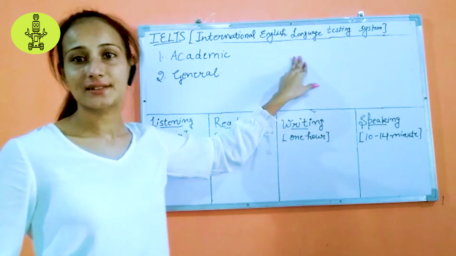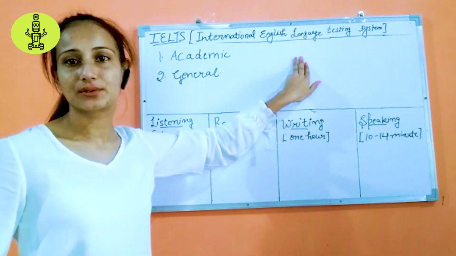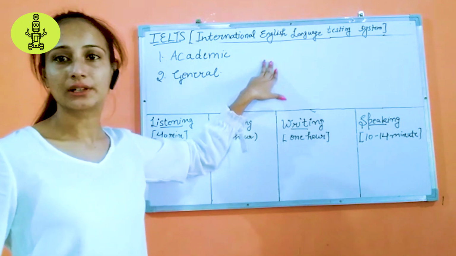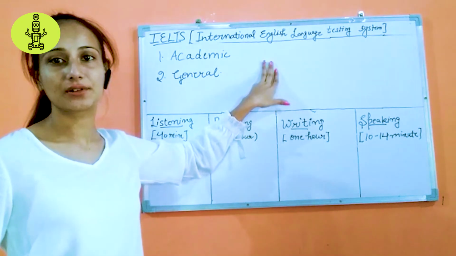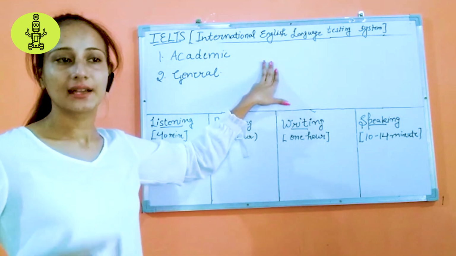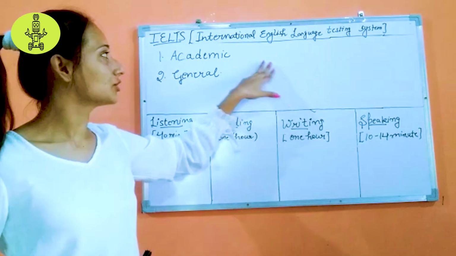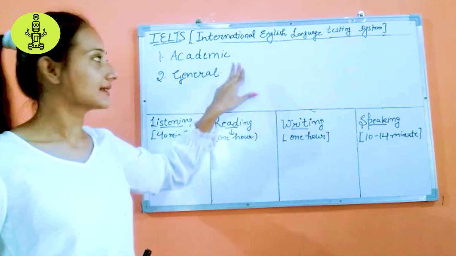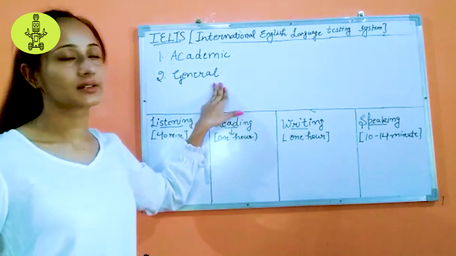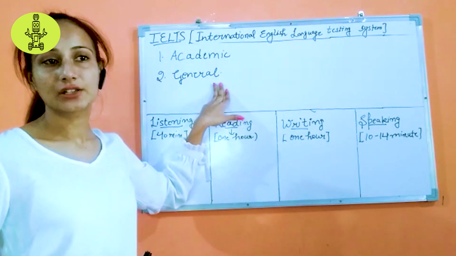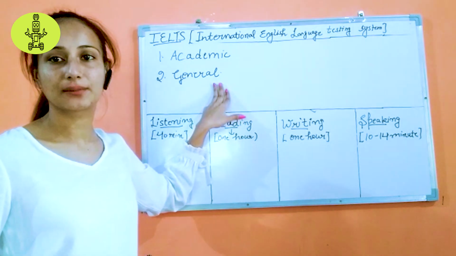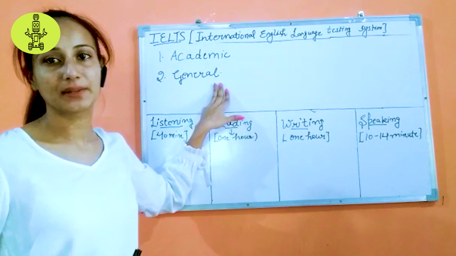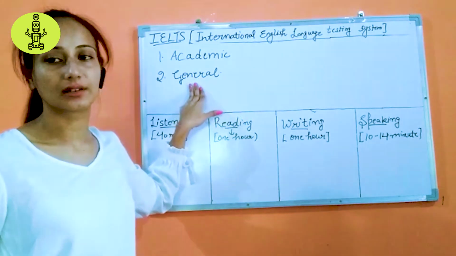This IELTS test is taken by two types of students. The first are those who want to go abroad for study. They want to pursue their higher studies in a foreign country, so they need to prepare for IELTS Academic, which is the first type. And the second type is IELTS General Training. Those candidates who want to go to foreign countries for work or to settle there, who want to take PR, need to do IELTS General.